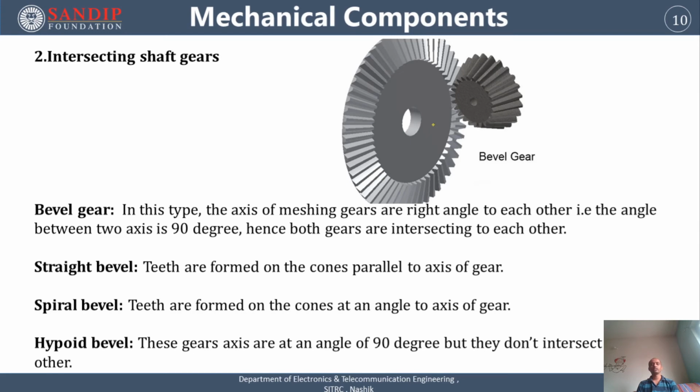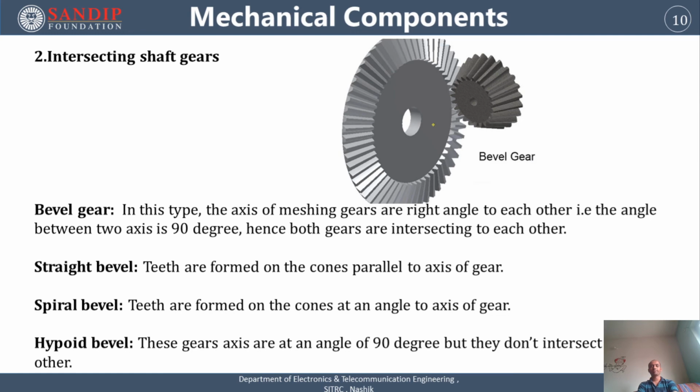Second, bevel gears are classified depending on the teeth: straight bevel, spiral bevel, and hypoid bevel. What is the straight bevel? Here, teeth are formed on the cones parallel to the axis.